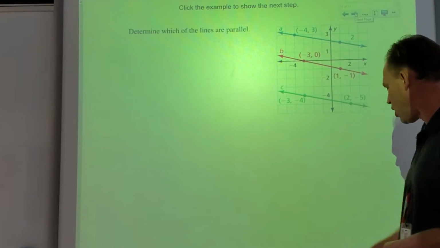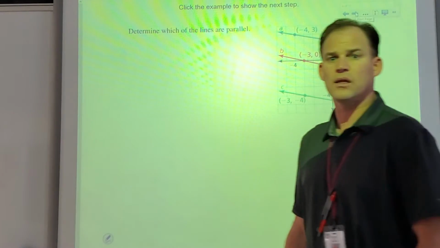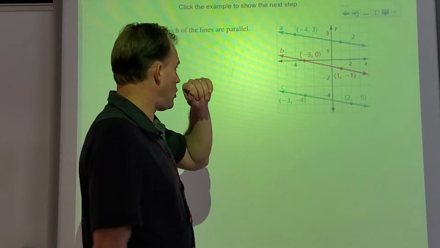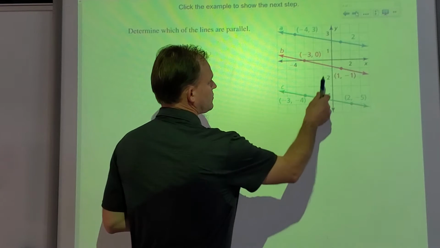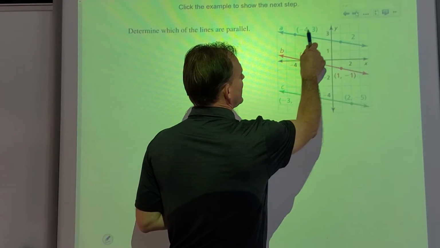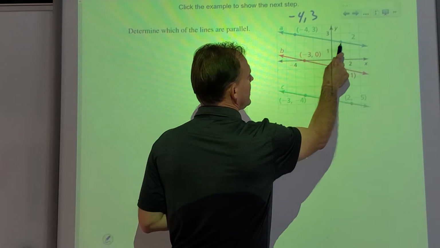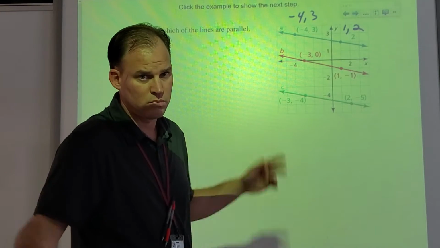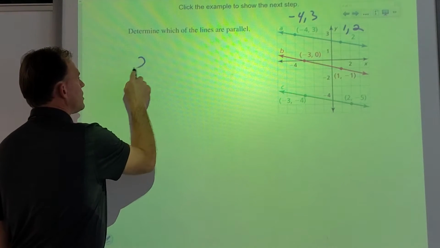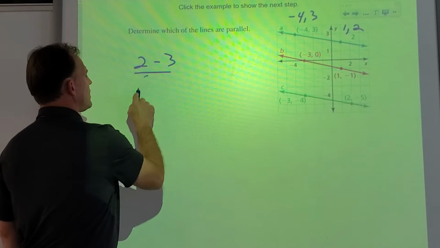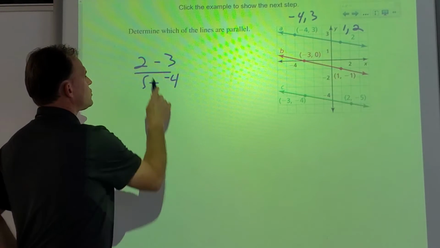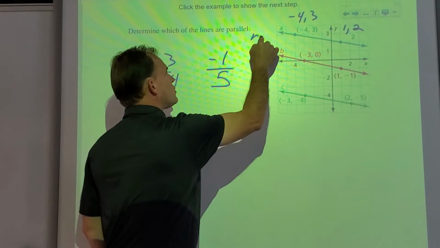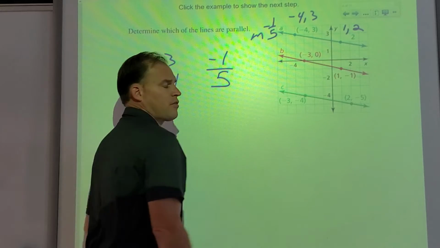Determine which of these lines are parallel. Well, the only way I can determine if they're parallel is if I know the slopes, because they all kind of look parallel. So I need to find the slopes. So this is -4, 3. This is 1, 2. How do I find the slope? Slope formula. Second one minus the first one. Second one minus the first one is -1. That turns into +5. So the slope here is -1/5.